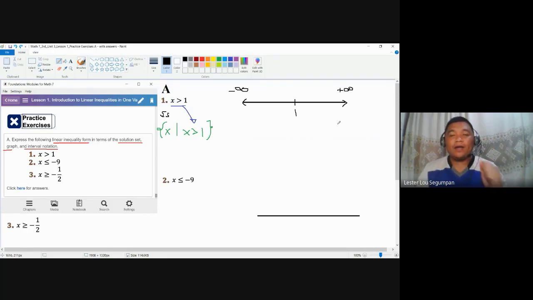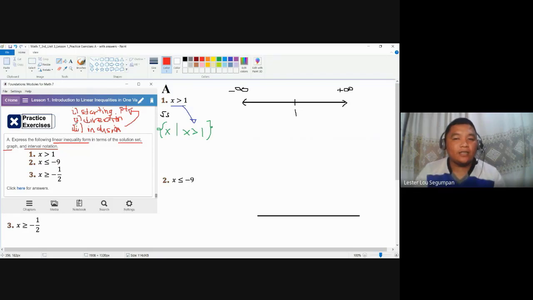Now, to graph our linear inequality form, we have 3 different steps. I'm going to write it here. Step 1, we need to determine the starting point. Number 2, we need to determine which direction our graph, our solution set, is going to. And number 3, we need to decide on the inclusion of the starting point. Yeah, you need to decide on that. All of these are actually given already by our linear inequality form. Let's start one by one.